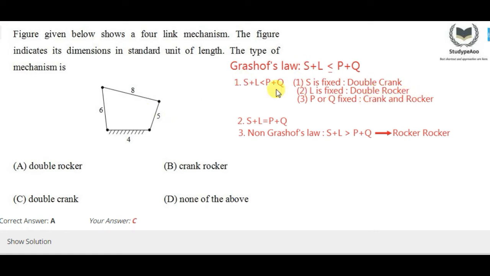So here is Grashof's law. You can see here the sum of smallest link and largest link. S stands for smallest and L stands for largest, and P and Q are the two other links in the 4-bar mechanism. Like here you can see 4 is the smallest link. This is the length of the link given here. So 4 and 8: 4 is the smallest link and 8 is the largest link, and 6 and 5 are the two other links, so we can name them P and Q. Here 2 points are given.